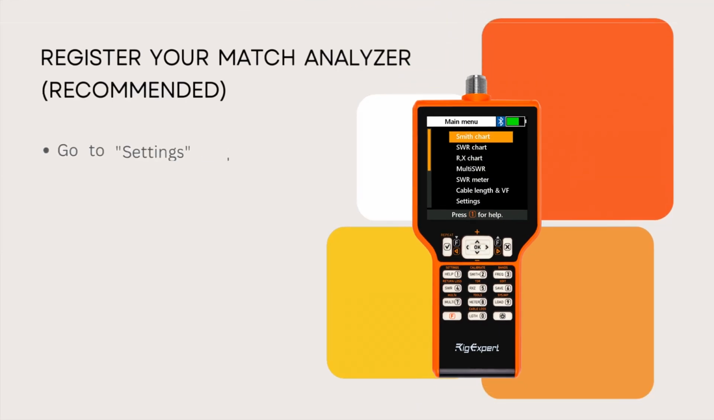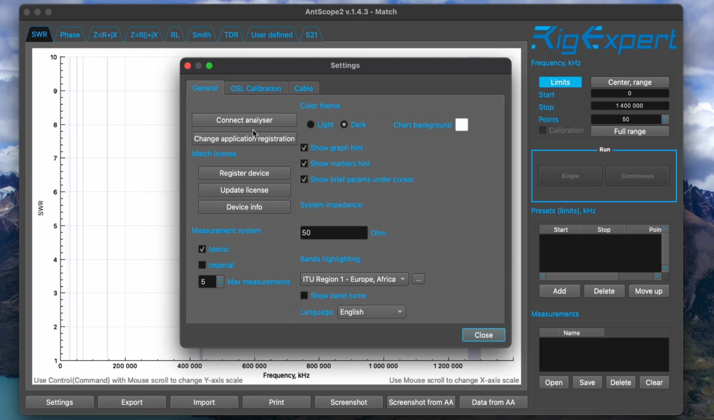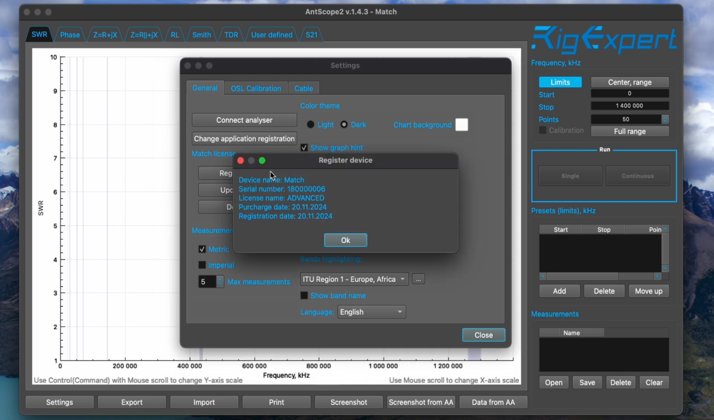Once you registered the application in the previous step, you automatically registered your match analyzer. If not, we recommend it. Navigate to Settings and select Register Analyzer. Confirm your choice, then enter your name, email, and purchase information.